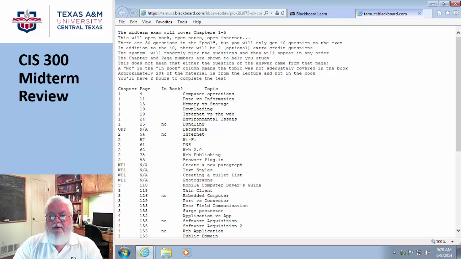Creating a bullet list. You remember how we went in and we did some text and we lit it all up and we made it a bullet list. We could have turned right around and made it a number list and things of that nature. So if you just remember how that works, mechanically, I think you'd be okay.